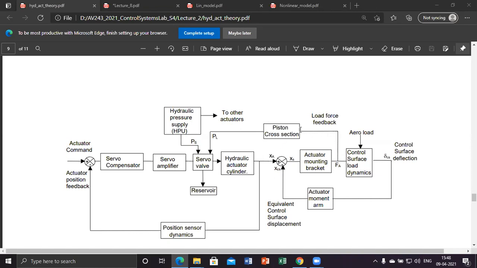Then the piston cross section, that is FA by piston cross section is equal to PL. So I have got back the action. PL is the action. Something like the actuator, the force equivalent thing is PL and the effect is XA, but we tapped the effect and computed back the real forcing function PL. Now the same FA along with the aero load, that is FD, acts on the control surface, produces delta CS, and the delta CS multiplied by the moment arm gives XCS.